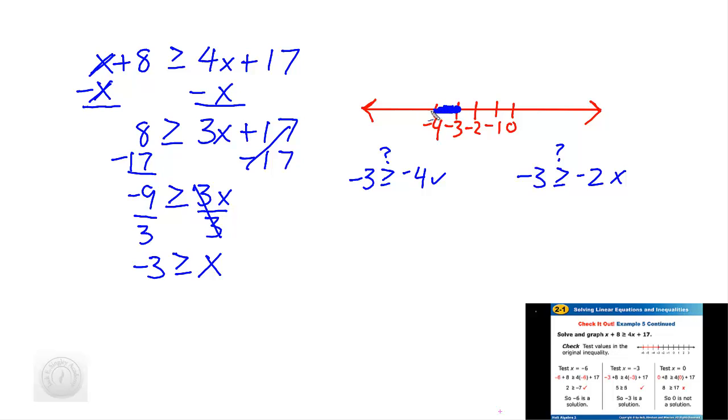Okay, so we know that we should shade on the left side of this graph when we graph this one-dimensional inequality.